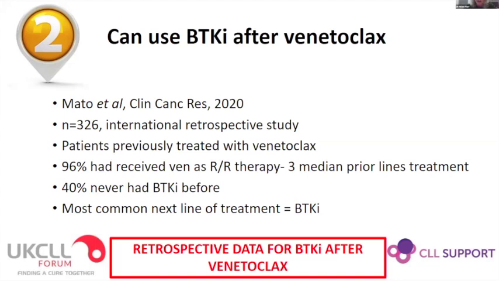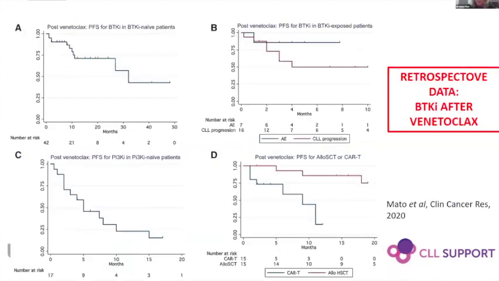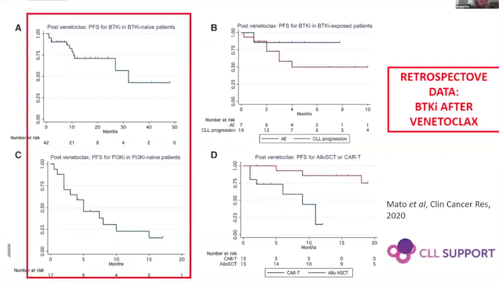40% of them had never had a BTKI before. And the most common next line of treatment in this study was a BTKI. Now, there's a couple of different things to pick out here. The first thing in this retrospective study is to just look, first of all, in panels A and C.